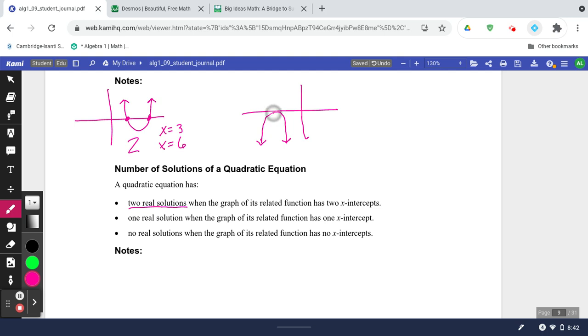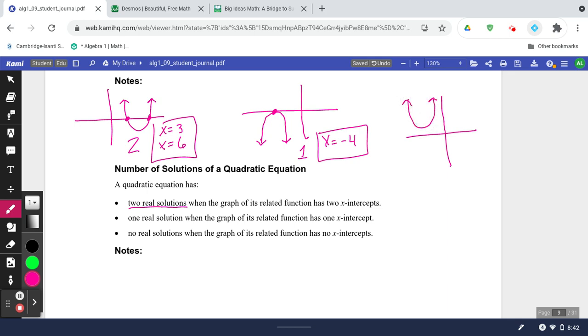If the vertex of our parabola is just right there, that's the only part that crosses. It doesn't cross in 2 places, it just crosses in 1 place. So I could just say this is x is equal to -4. So I can have 2 answers, I can have 1 answer, or I could have something that looks like this.